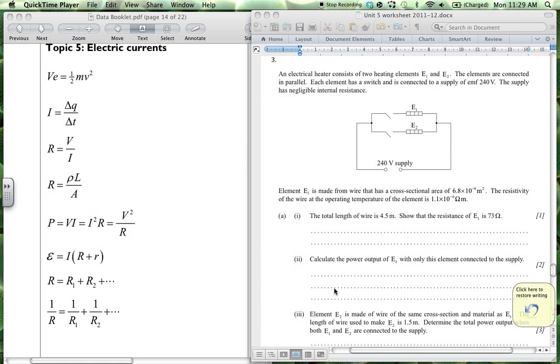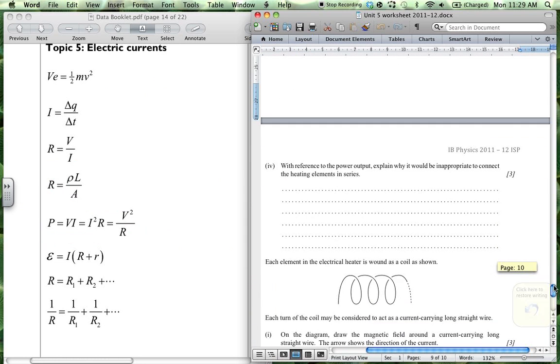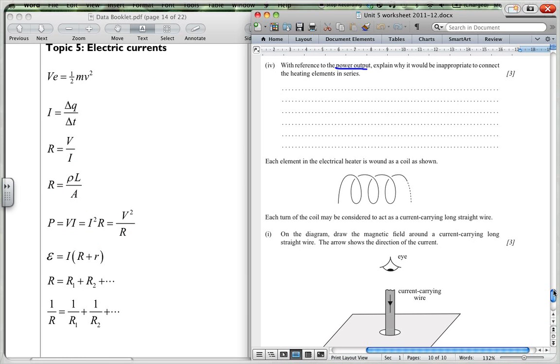Good, so let's go over the page because there's some more questions here. It says, with reference to the power output, explain why it would be inappropriate to connect the heating element in series. So what we've got here is the power output of 3,200 watts. That means that you are turning electrical energy into heat energy at 3,200 joules per second, and that's obviously heating up whatever you're wanting to heat up, water or whatever.